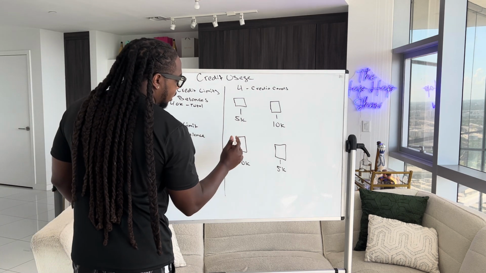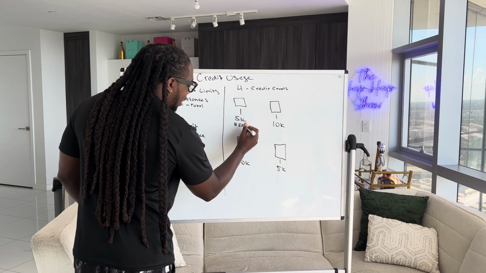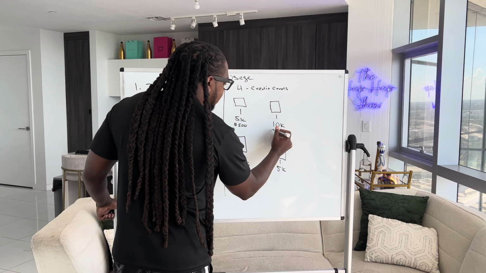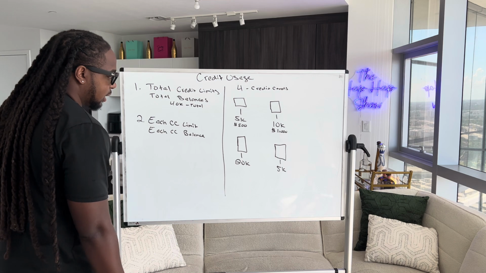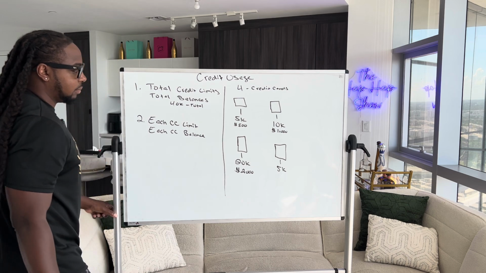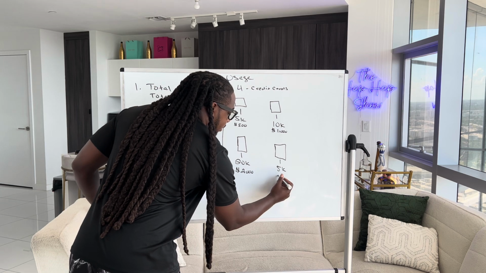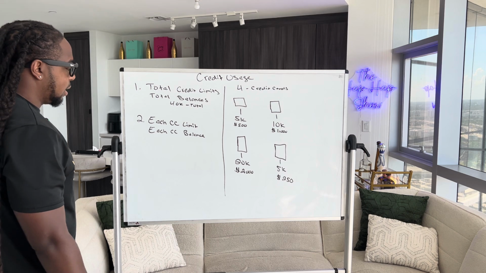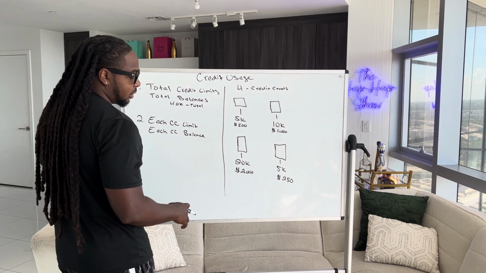So on this one, let's say we have a balance of $500, right? Let's say on this one, we have a balance of $1,000. Let's say we have a balance of this one, $2,000. Okay? And then let's say on this one, we have a balance of $250. All right? So now let's add up the total balances of all 4 of these credit cards.